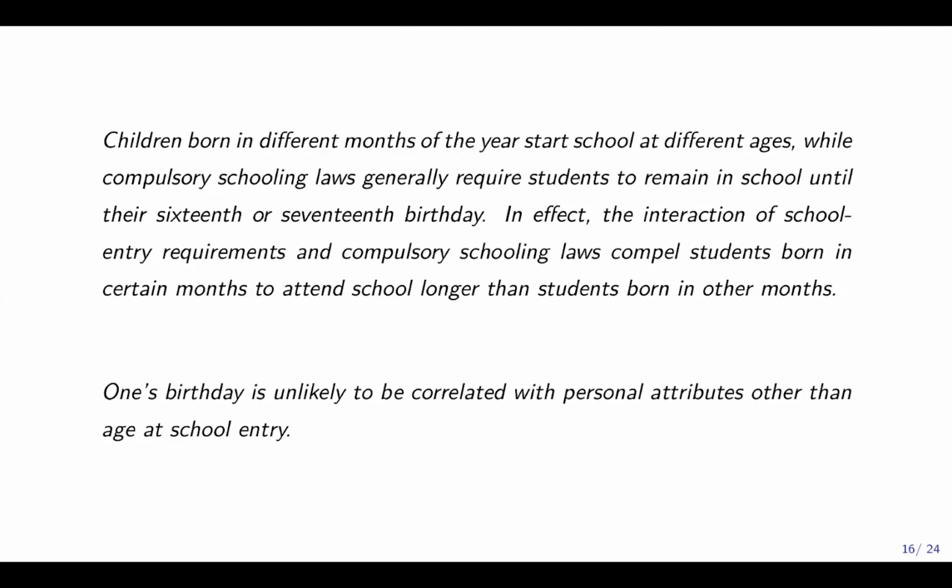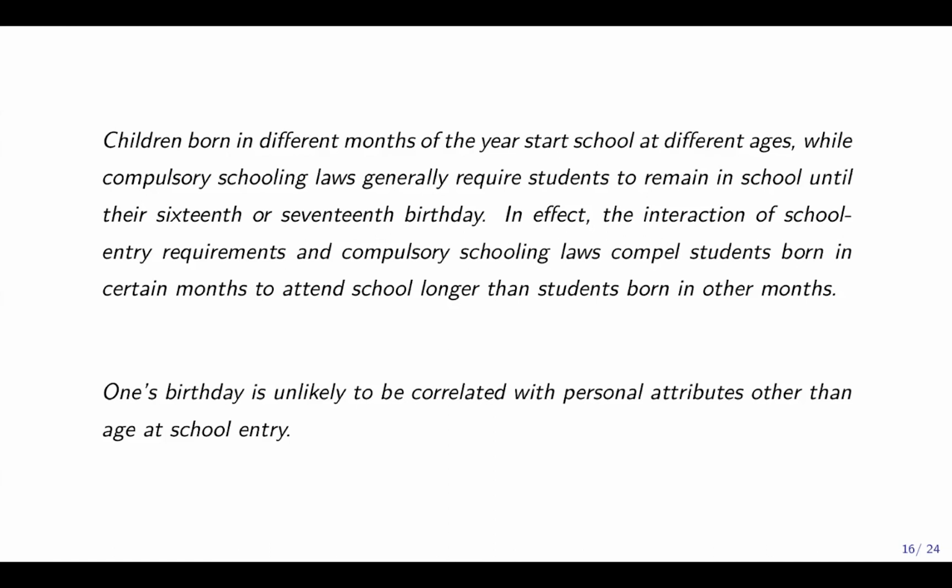They say, quote, "because one's birthday is unlikely to be correlated with personal attributes other than age at school entry." So to unpack this statement a little bit, there are many, many unobserved factors that could influence how many years of education a person obtains and her later life outcomes. Things like demographics, family background, etc. So what Angrist and Kruger are arguing here is that these other unobserved factors are unrelated to when specifically within a given year you're born.